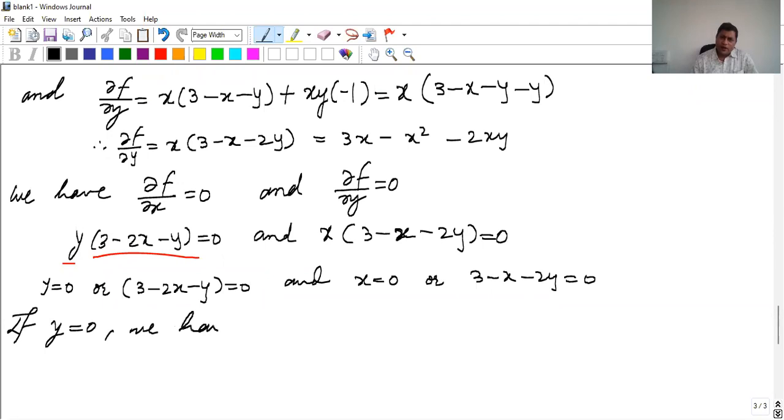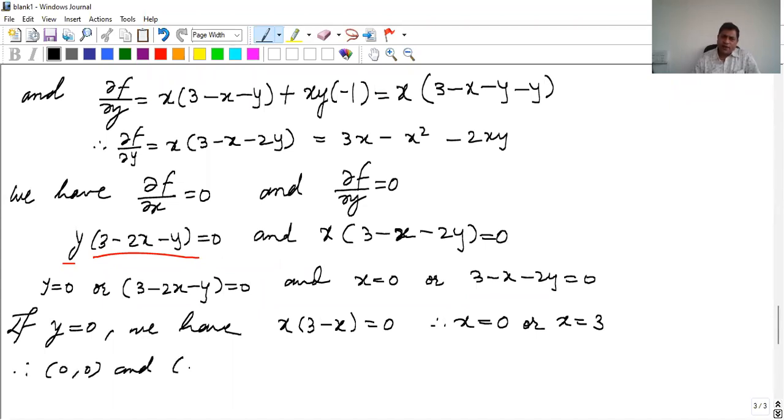We have x and this is a minus x² is equal to 0. Is that okay? Yes, sir. Because we are using this y is equal to 0 here. So we get x is equal to 0 or x is equal to 3. Now, what are the stationary points here we'll be having? So (0, 0) and (3, 0) are the stationary values.